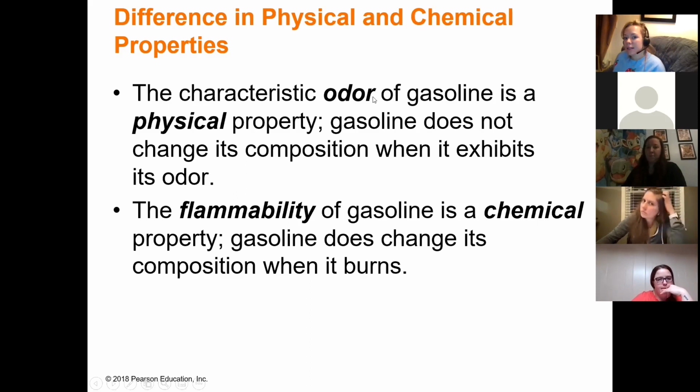So they used gasoline here. They use odor. Odor is a physical property and flammability is a chemical property. In actuality, octane, the thing that runs your car, is odorless. They put an indicator in gasoline to make it smell, just so you know.